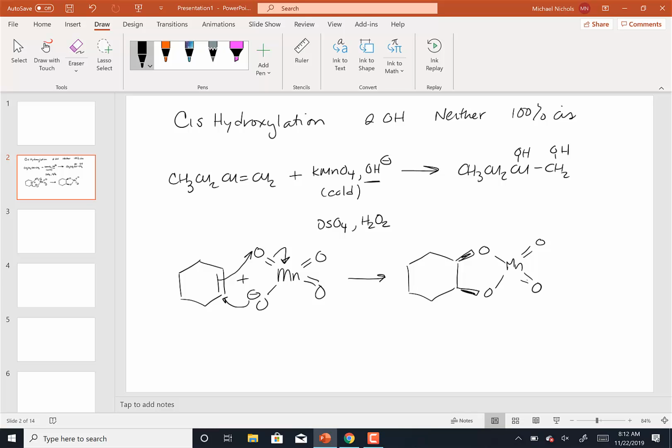Instead, what happens is the hydroxide, part of the permanganate hydroxide reagent, the hydroxide comes in, and the hydroxide removes the permanganate so that we end up with 2 OHs adding cis. And then the manganese ends up as MnO2, which is manganese dioxide.